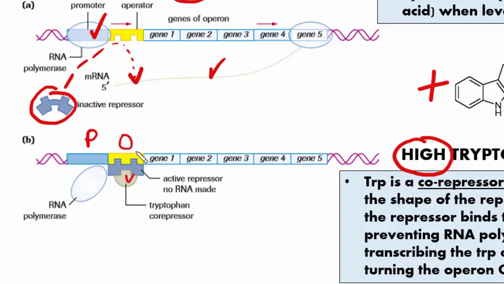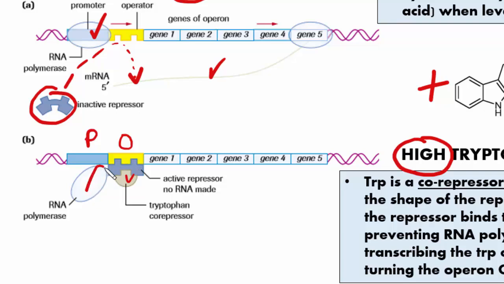Again, this is just the reverse of the lactose operon. It's got a lot of similarities and a few differences. So when tryptophan is present, it binds to the repressor, changing its shape, but now the repressor is active and able to bind to the operator.